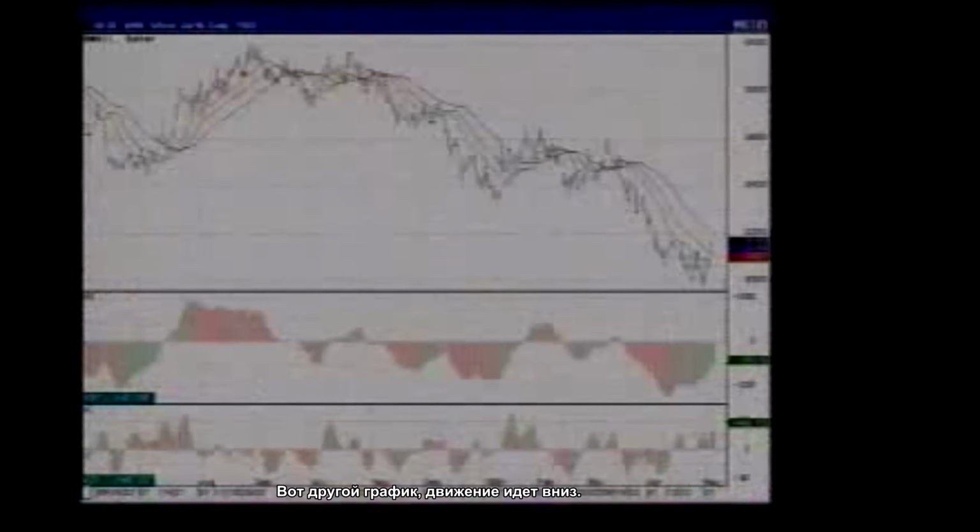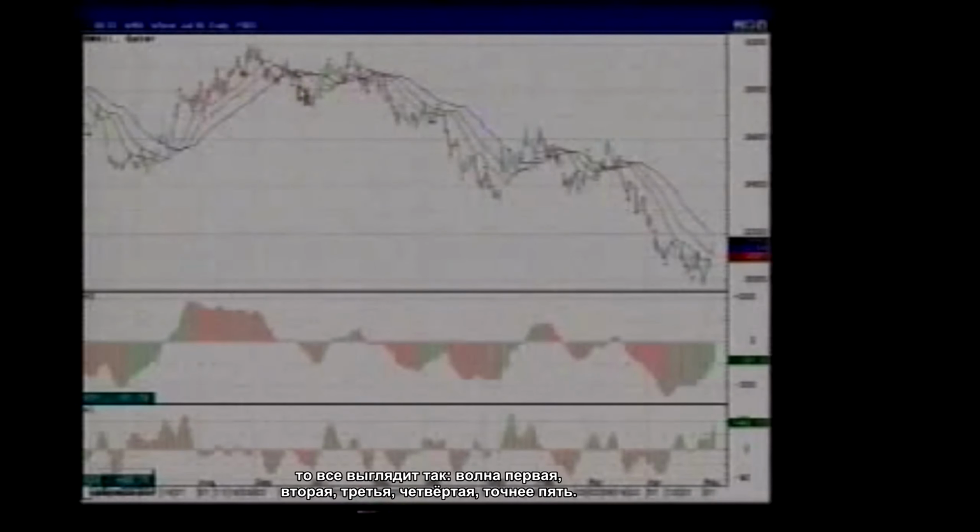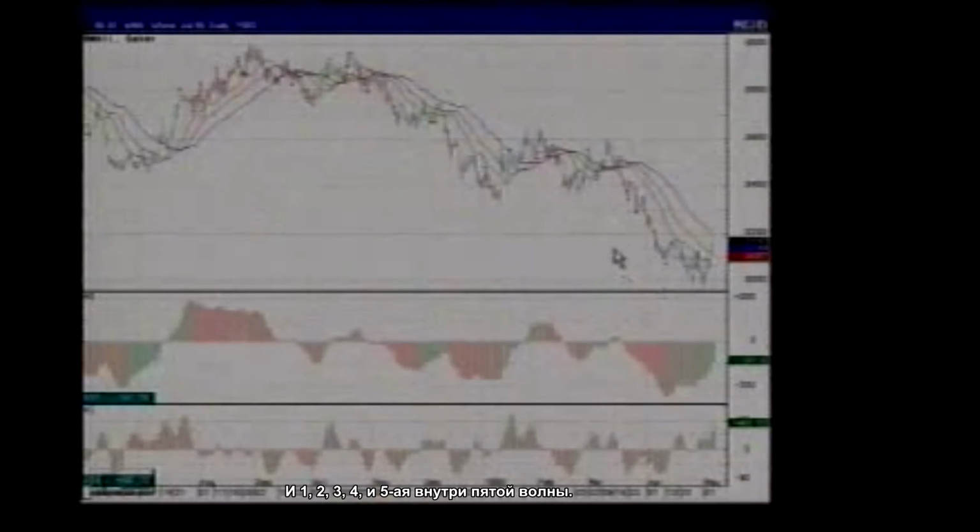Let's look at another chart to show you the downside. Here we have a downside chart, and notice that this looks like wave 3. If you look at the price chart, it looks like wave 1, 2, 3, 4, or 5 rather, and 1, 2, 3, 4, 5 inside of 5. So if you're looking at the price chart, you would probably come to that conclusion. But looking at this almost infallible indicator here, this is the peak. So we know that this is wave 3.